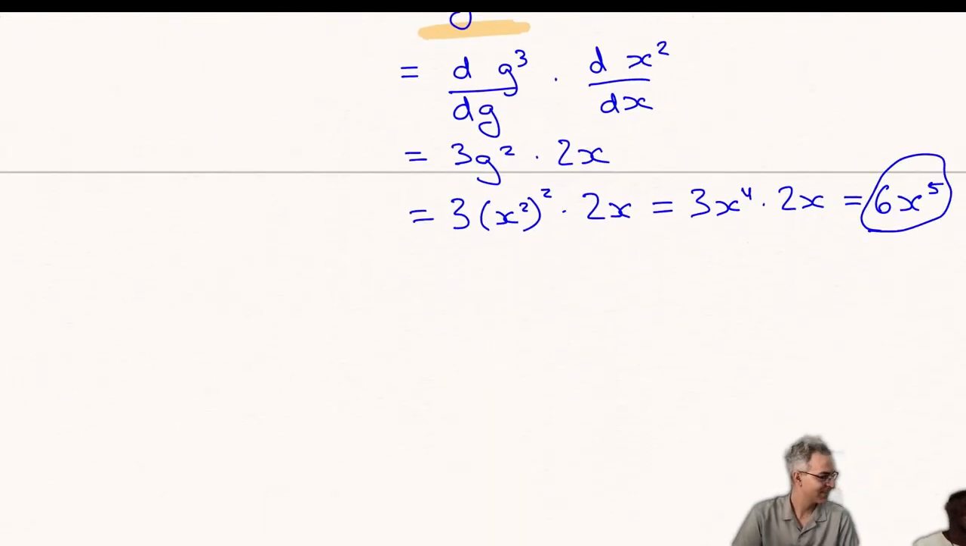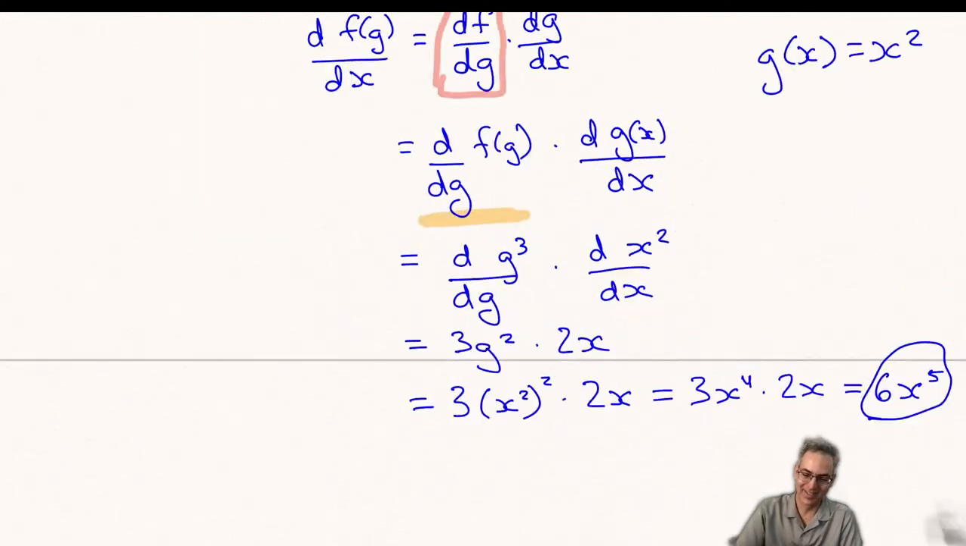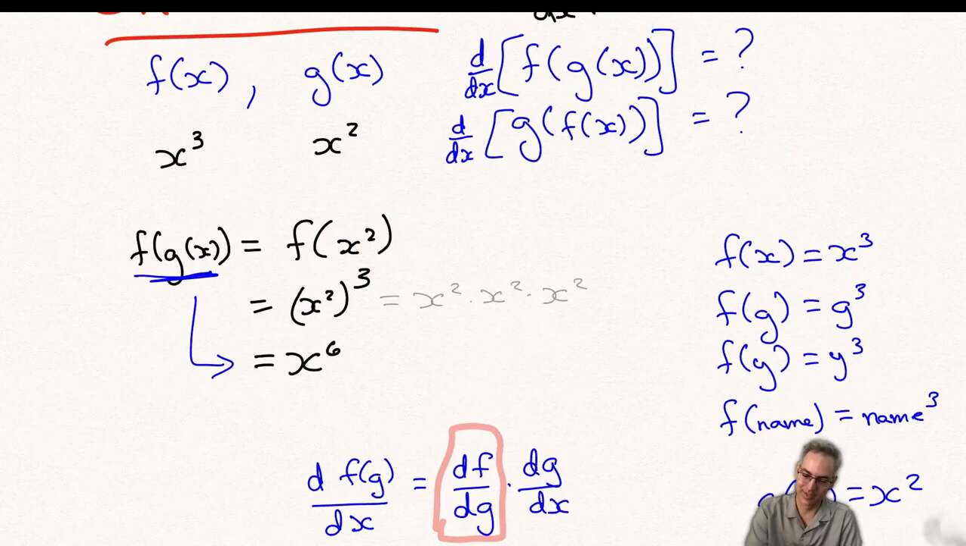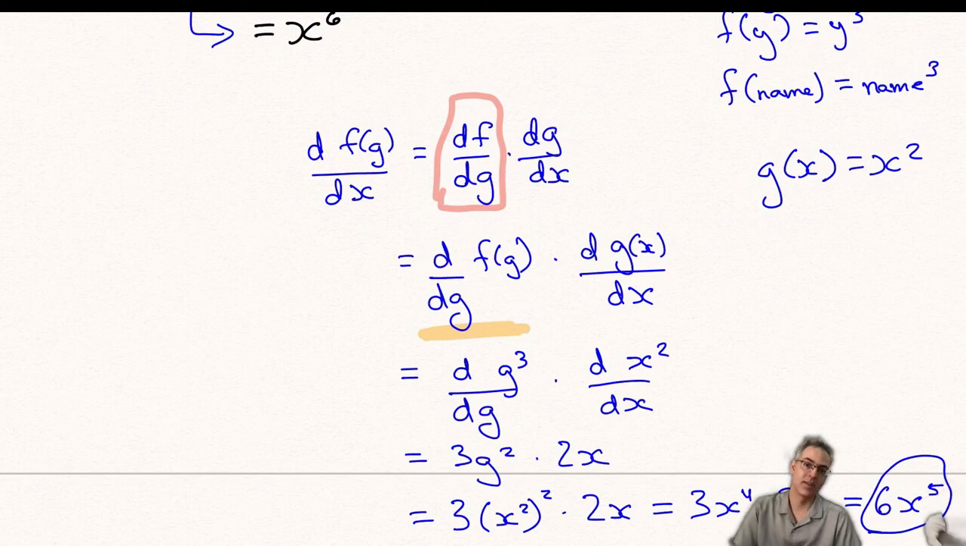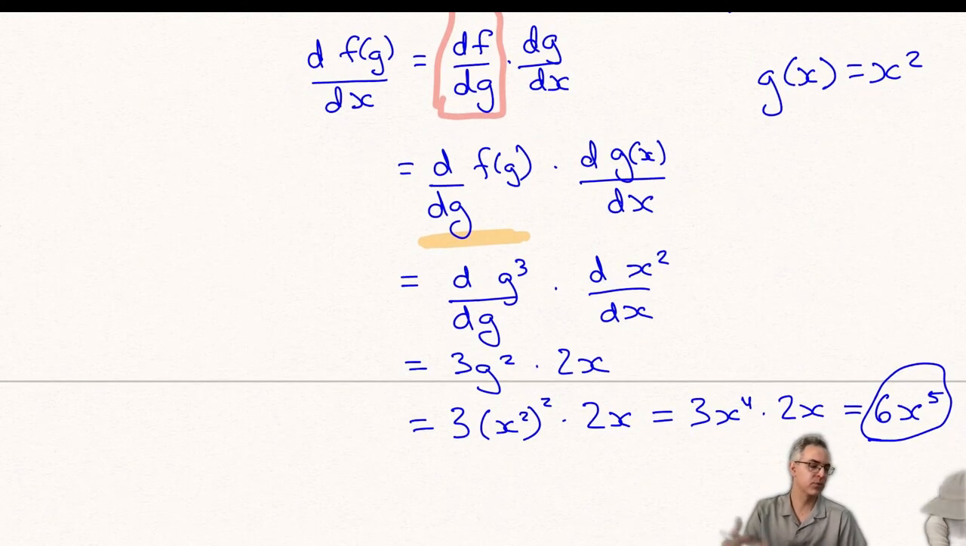Now, of course, we did it the long way, right? If you actually had these, you would just say, well, this is easy, it's x to the 6th, the derivative of x to the 6th is 6x to the 5th, we're done. Why would I go through the chain rule? The answer is, you wouldn't. I only did this as an example, to show how the chain rule works.